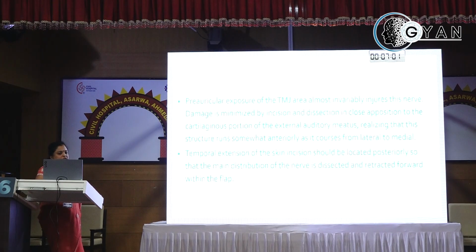The pre-auricular exposure of the TMJ area almost invariably injures a nerve, and that is the facial nerve. The damage is minimized by the incision and dissection. The temporal extension of the skin incision is done so that it can be located posteriorly, so that the main distribution of the nerve is not dissected and is retracted towards the flap.